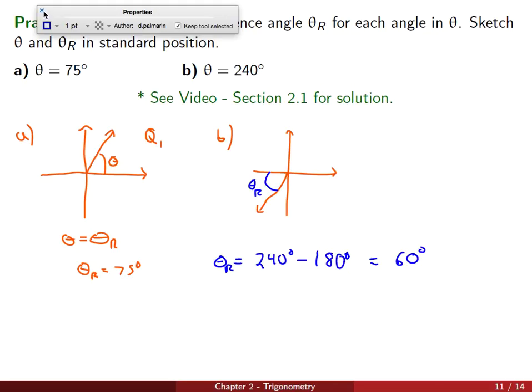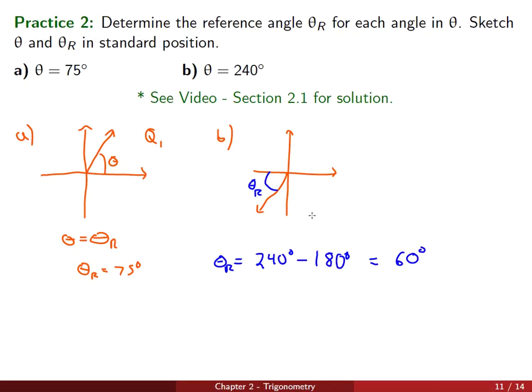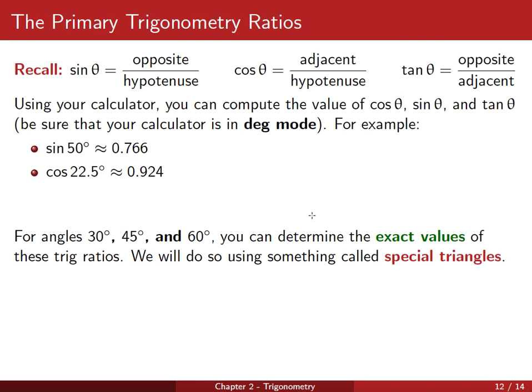So these are all housekeeping procedures here for our next couple sections. The last housekeeping procedure we're going to have to do is talk about exact values. And to do that, we're going to talk about the prime trig ratios and special triangles. First of all, recall this. Sine of theta is equal to opposite over hypotenuse. Cos of theta is adjacent over hypotenuse. And tangent of theta is opposite over adjacent. You can remember that using your familiar SOHCAHTOA.